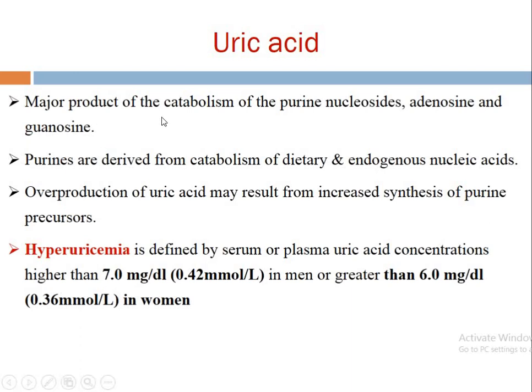Then uric acid. It is a major product of catabolism of the purine nucleosides like adenosine and guanosine. So it is formed by the catabolism of these purine nucleosides. Overproduction of uric acid may result from increased synthesis of purine precursors. Now, hyperuricemia is defined by a serum or plasma uric acid concentration higher than 7 mg/% in men or greater than 6 mg/% in women. That is hyperuricemia.